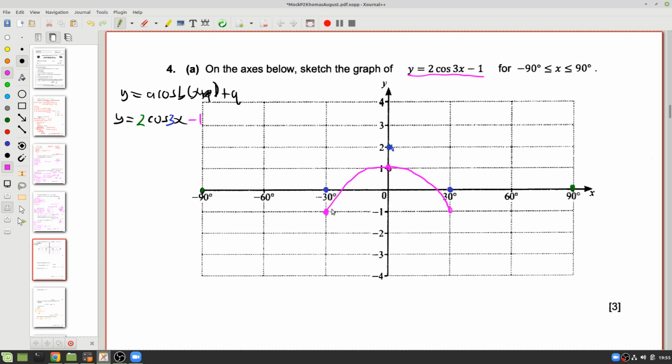So we're going to continue this. We know that the amplitude is 2, so we're going to have to go all the way down to negative 3, from 1 to negative 3. So over here we'll have another point, over there another point, and over here. We'll just continue drawing this curve like that, and over here the same thing. And there is our graph.